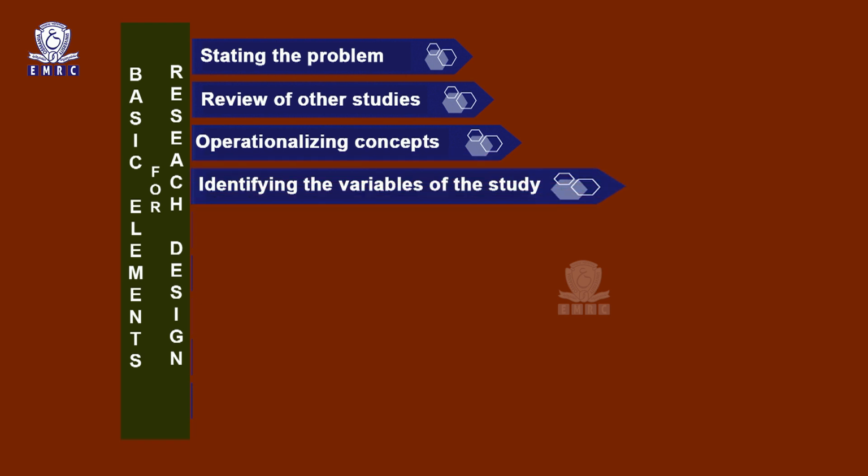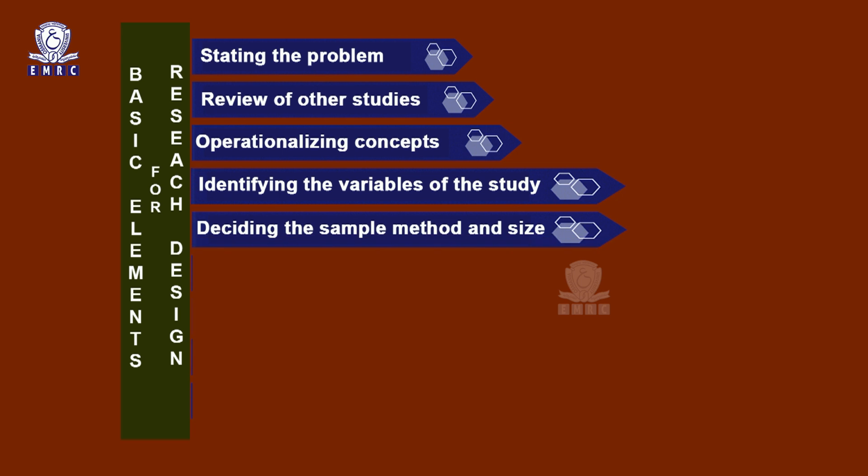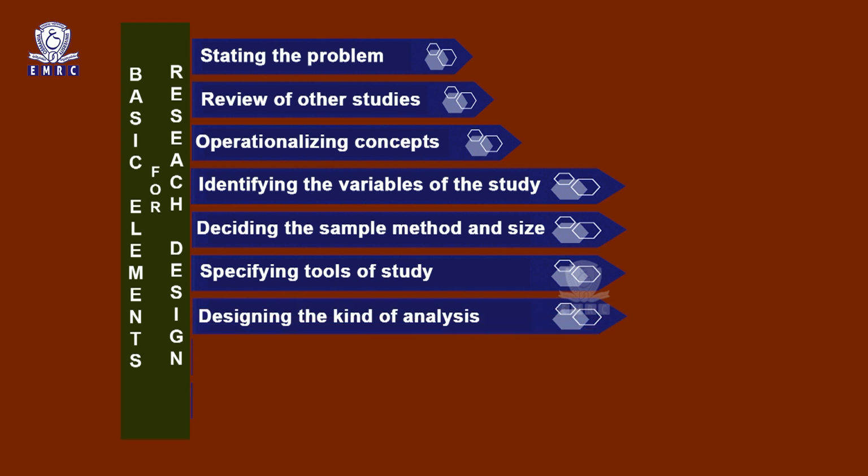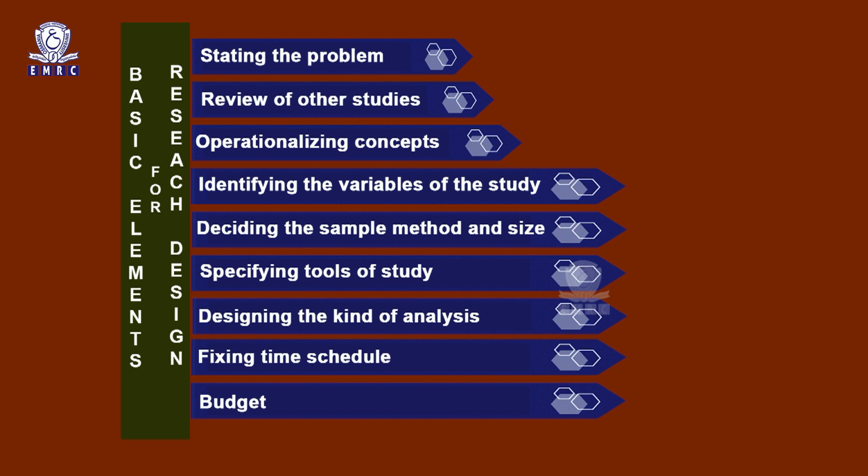Identifying the variables of the study, deciding the sample method and size, specifying tools of study, designing the kind of analysis, and fixing the time schedule are very critical in research design, since it provides various stages and describes the time to be devoted to each stage. Budget is also a critical element in research design.